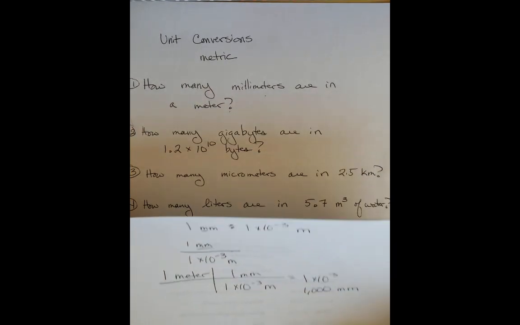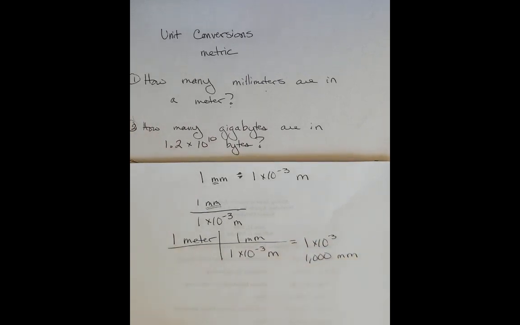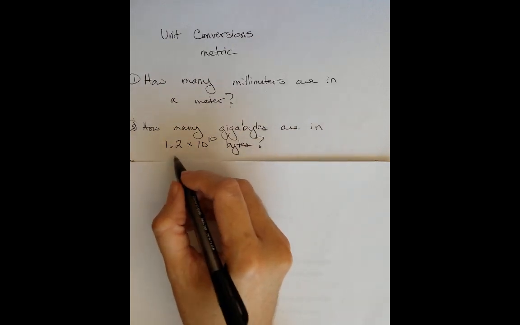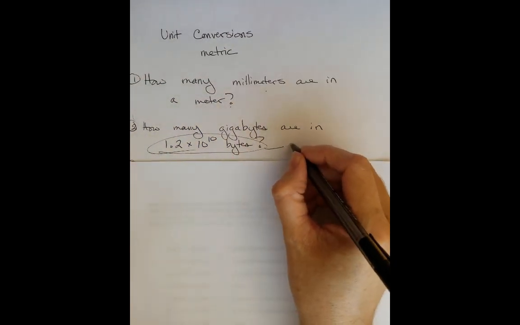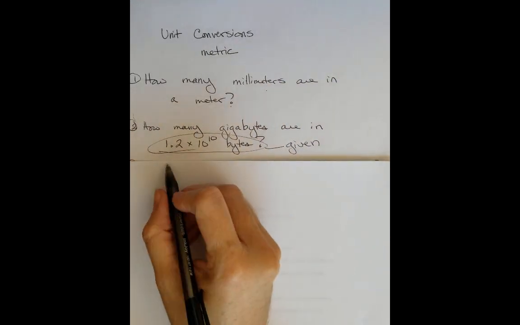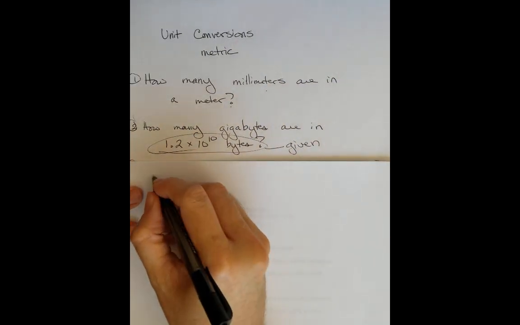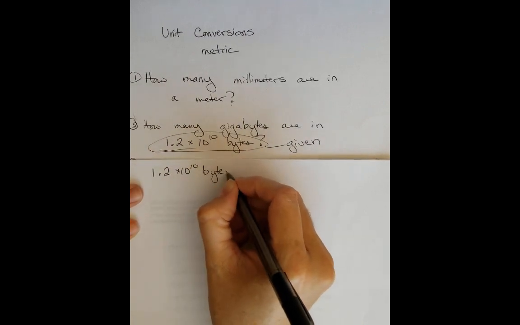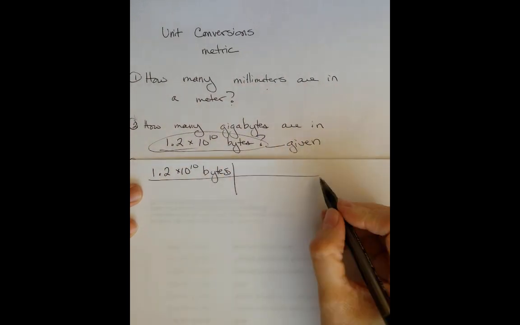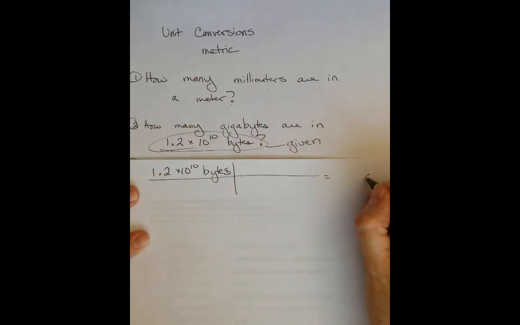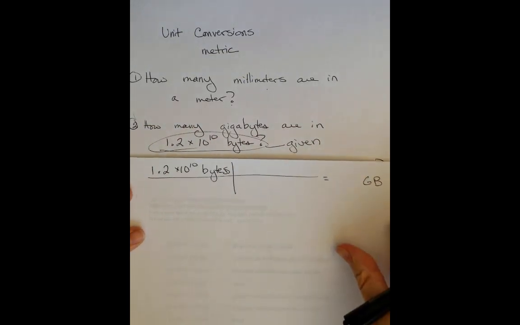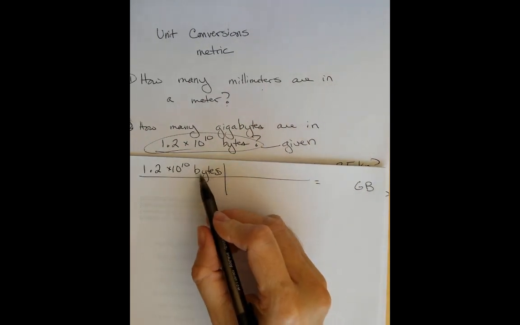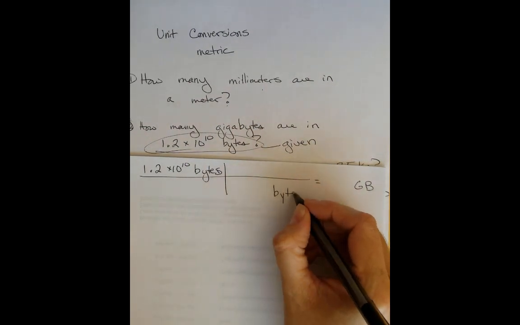Next on my list, how many gigabytes are in 1.2 times 10 to the 10th bytes? So we're going to start with our given. So whatever number we have here is our given. And what I really want is a ratio between my bytes and my gigabytes. So in the end, I'd really like to be in gigabytes by the time I'm finished. So that's my overall goal, is to be in gigabytes. And I need to get rid of these bytes in the meantime.